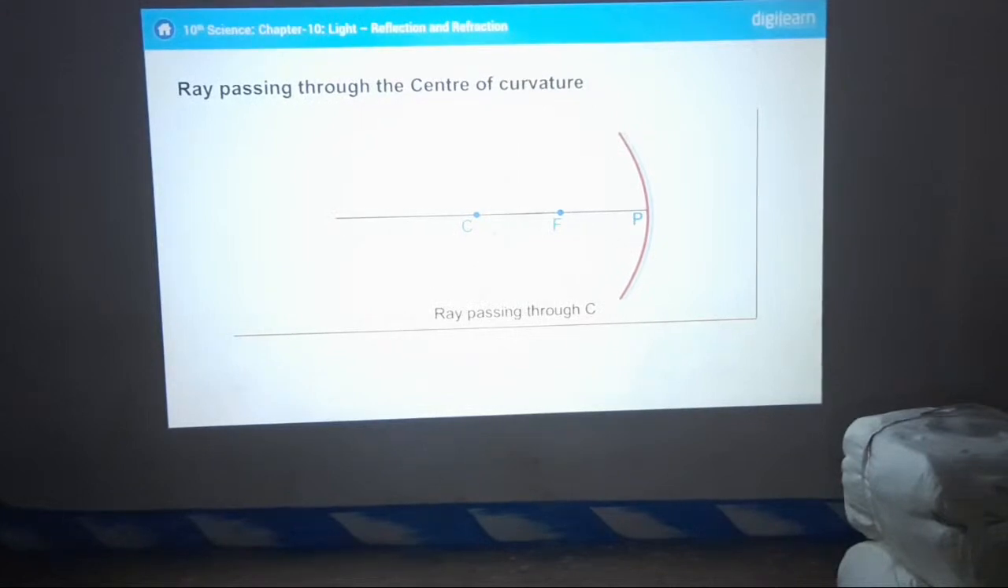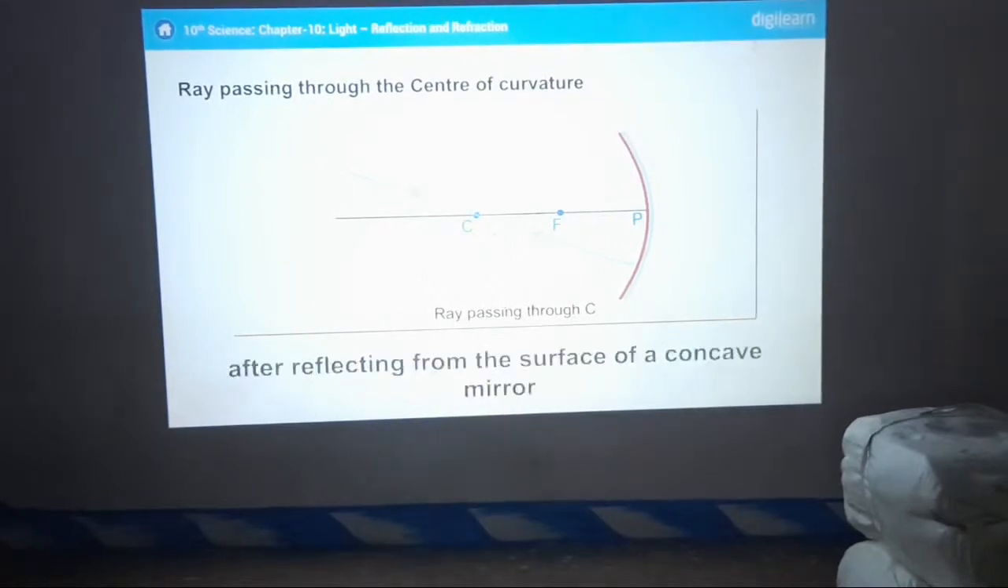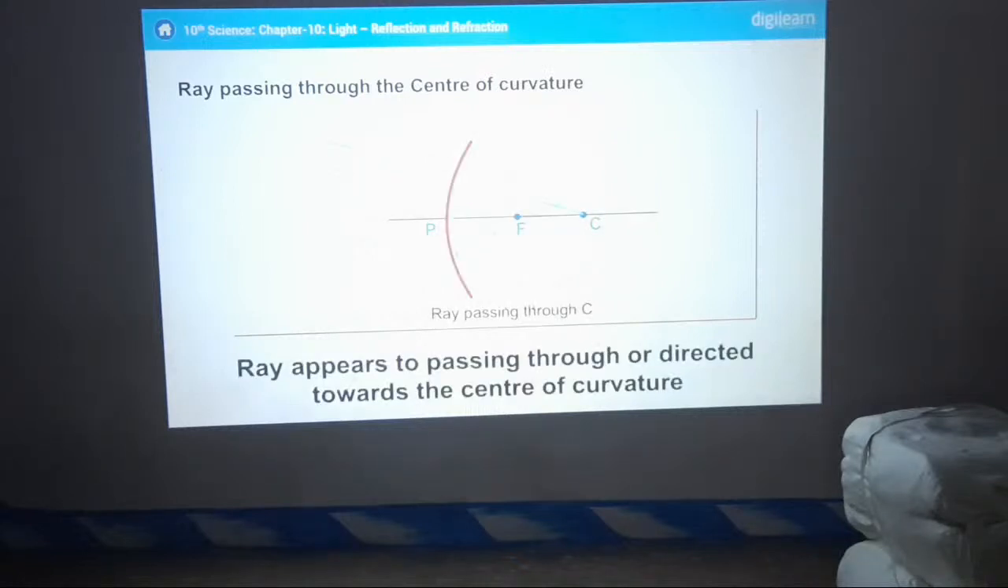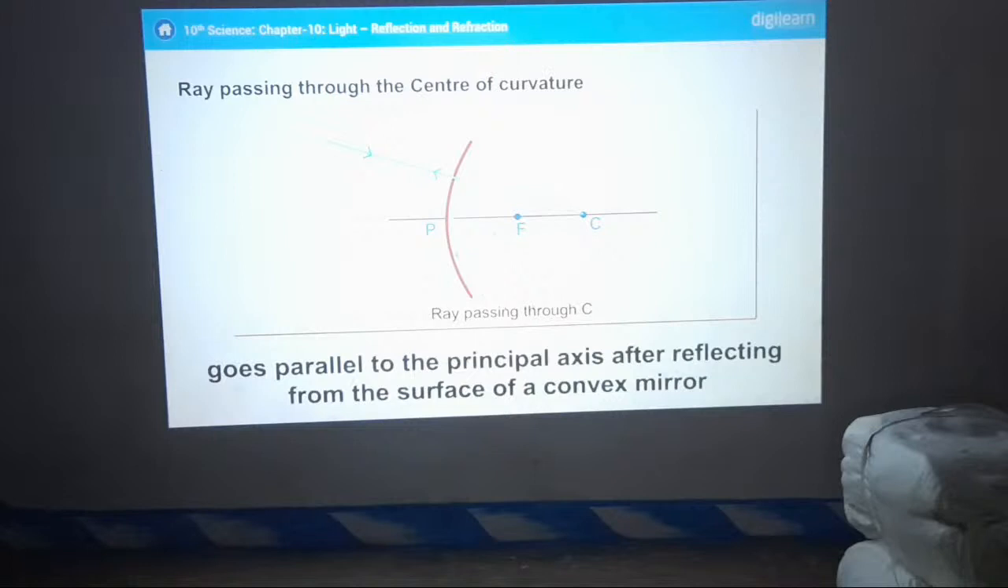Ray passing through the center of curvature. In the case of concave mirror, ray passing through the center of curvature returns along the same path after reflecting from the surface of a concave mirror. In the case of convex mirror, a ray appearing to be passing through or directed towards the center of curvature goes parallel to the principal axis after reflecting from the surface of a convex mirror.